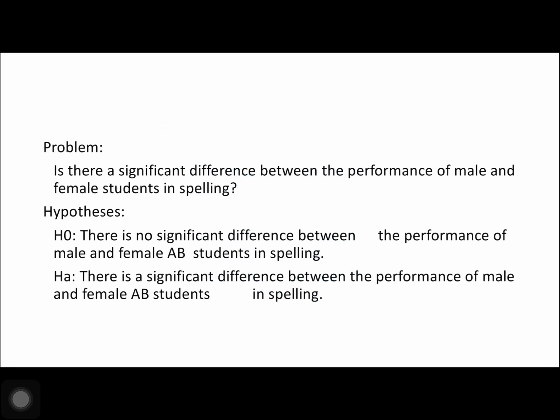For our hypothesis, the null hypothesis is there is no significant difference between the performance of male and female AB students in spelling. For our alternative hypothesis, there is a significant difference between the performance of male and female AB students in spelling. Or this can be expressed in terms of H0 is mu1 is equal to mu2, and HA is mu1 is not equal to mu2. So this one is a two-tailed test.